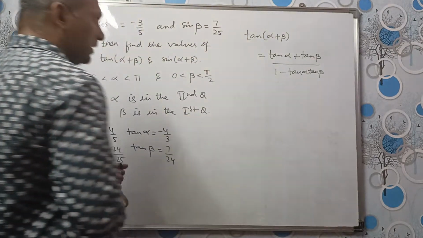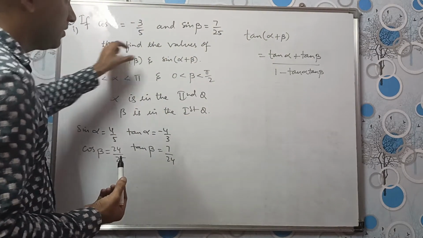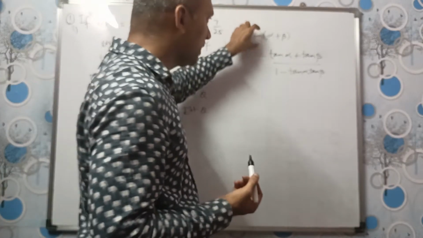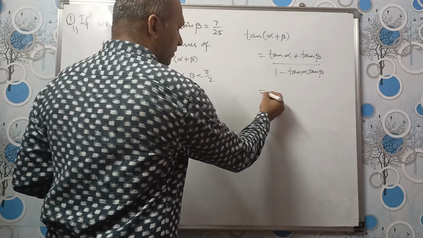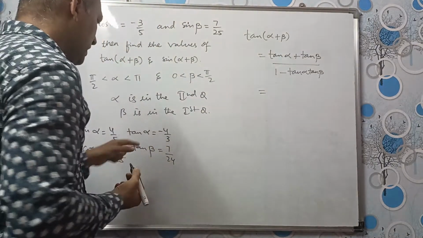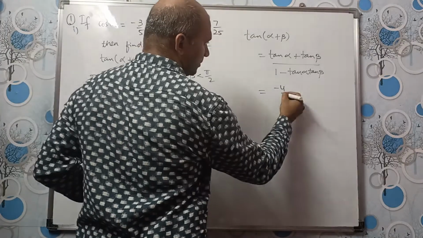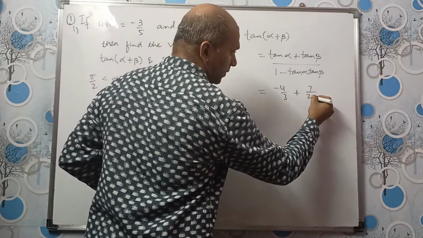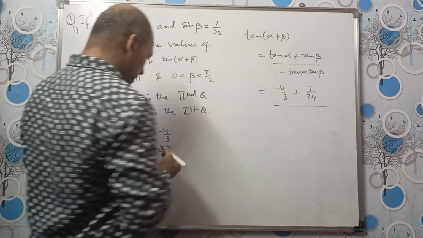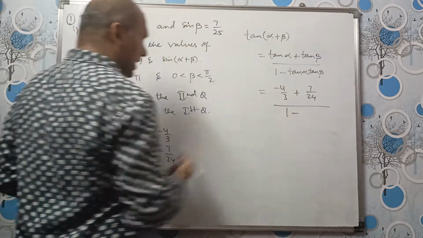Now first let us find tan alpha plus beta. Tan alpha plus beta formula is tan alpha plus tan beta divided by 1 minus tan alpha tan beta. Now what is tan alpha? Minus 4 by 3 plus tan beta is 7 by 24 divided by 1 minus tan alpha tan beta.